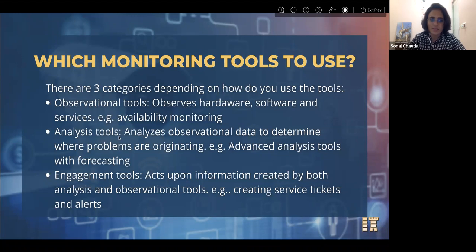Then another category is analysis tools. Those tools not just do observations, but they analyze and do forecasting and trending. And more than that, engagement tools can also take some actions, like alert generation. They can create services and service tickets.